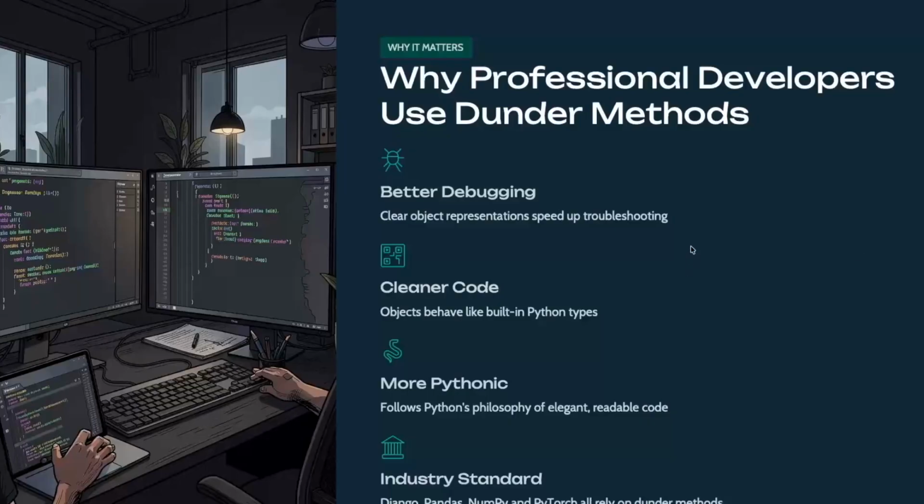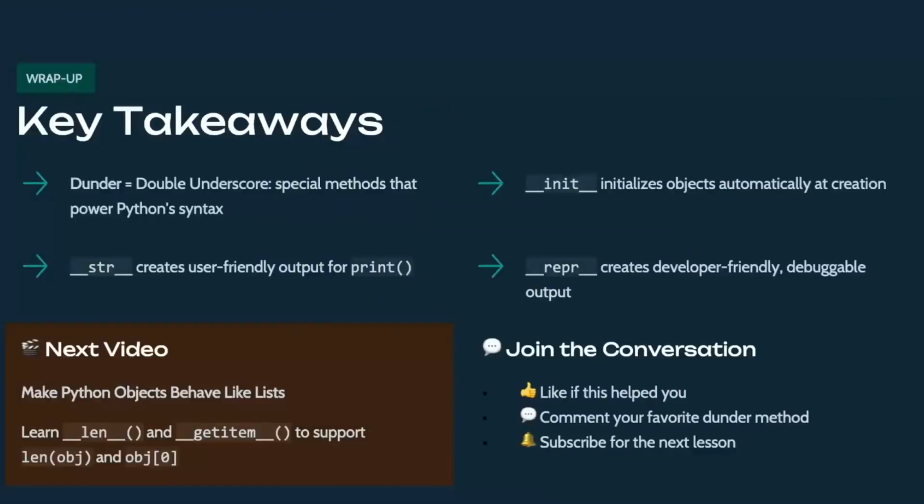Now, let's have a quick recap of this lesson. Dunder stands for double underscore. Dunder methods are special methods that allow your classes to interact with Python's built-in syntax and functions. The init method initializes objects when they are created. The str method creates a user-friendly output. The repr method creates developer-friendly output. These methods make your classes feel like native Python objects.